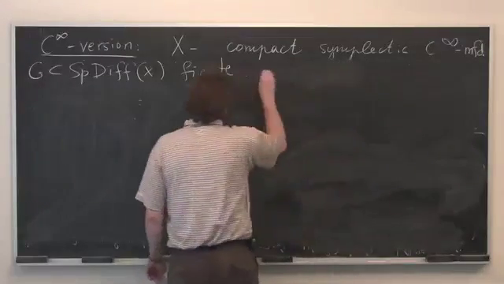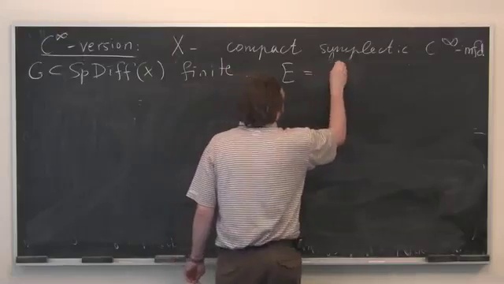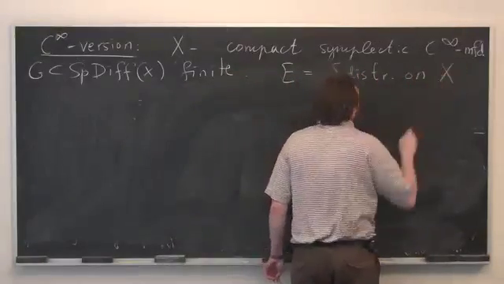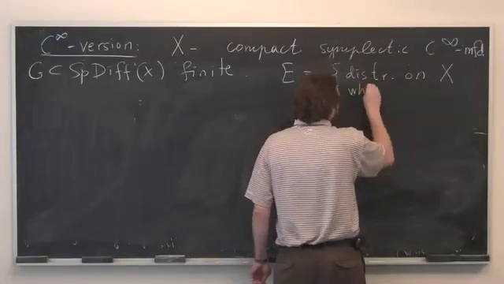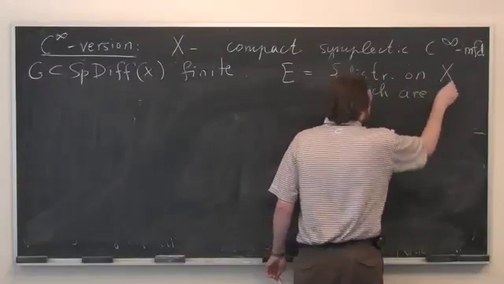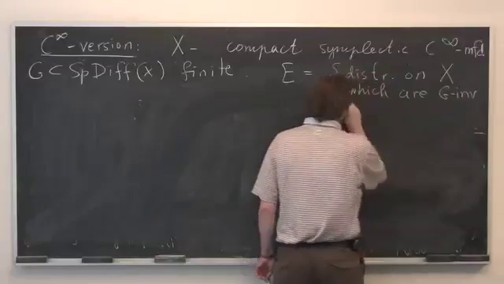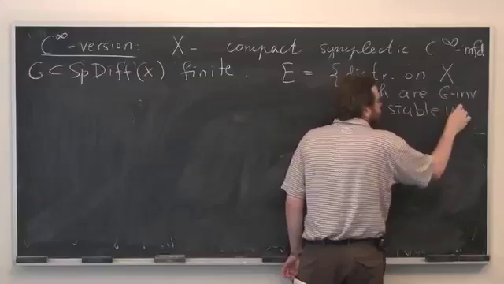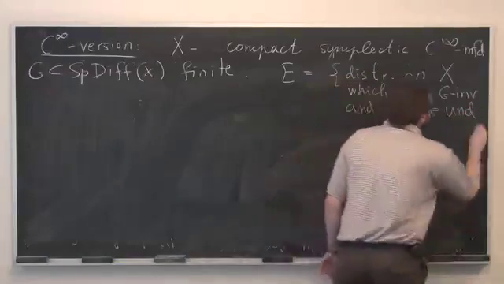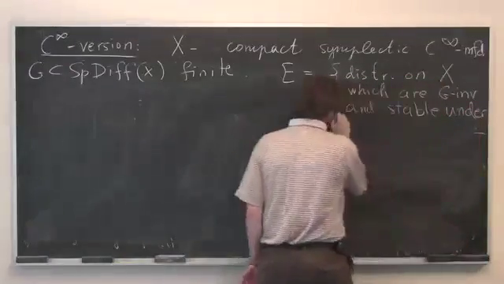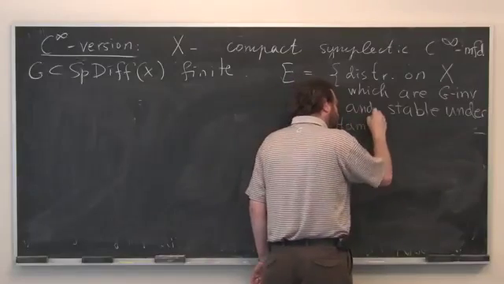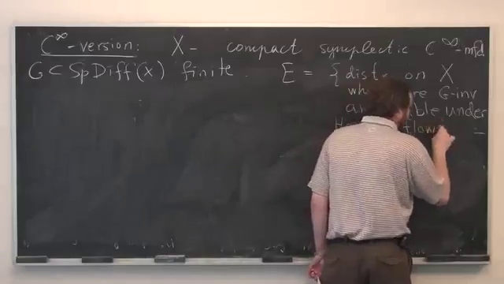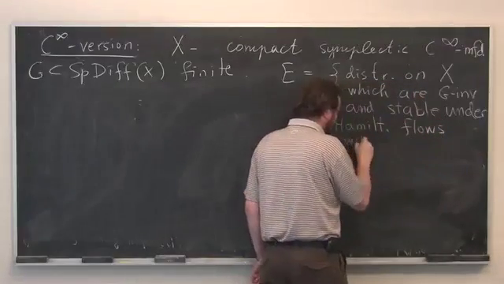Let's define E, the space of distributions on X which are G invariant and stable under Hamiltonian flows with a G invariant Hamiltonian.